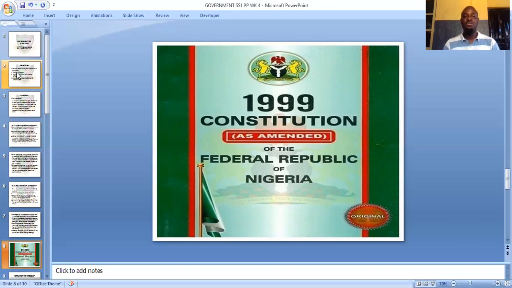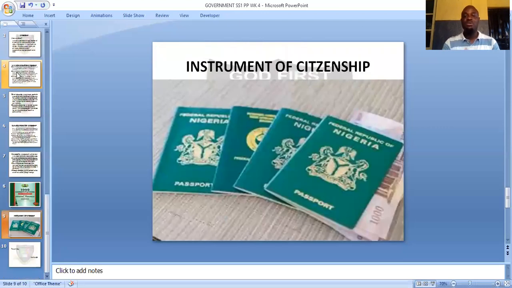The constitution is online. You can download it so that you can read Chapter 3 of the Nigerian Constitution to see all the requirements of being a citizen in Nigeria, that is, for an alien who wants to be a citizen in Nigeria. So a passport is also an instrument of citizenship. That is, after you've gone through all this process, you are given a passport. In some other countries, after you've done all the process, you are given a passport, and as a result of that, from there you can boldly say you are a citizen of such country.